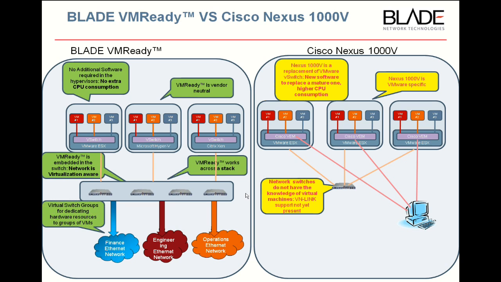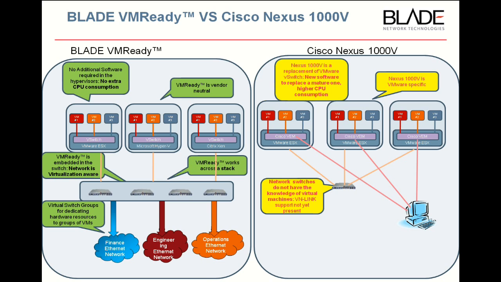Then another concept is virtual switching groups, in which case you can dedicate groups of VMs and certain uplinks in one group, and those VMs will only use that uplink. So in this way you can segregate your switch into multiple groups, and also you can assign the right bandwidth for those VMs.